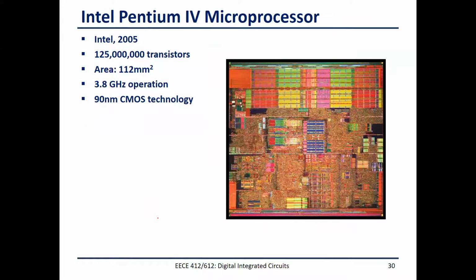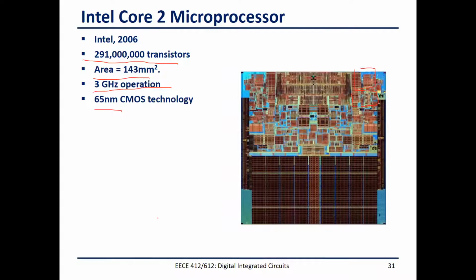In 2005, Intel had 125 million transistors. The area is still small, 112 millimeters square, around 1 centimeter square. And here it operated at 3.8 gigahertz. So the speed started to pick up. The technology is now in nanometers. It is 90 nanometer CMOS technology. You can easily identify with your eyes the blocks that are repeating, how modular the design has to be. It's like a fabric in order to be able to get it with good reliability and for it to be ubiquitous. Let us look here now in 2006, 291 million transistors, 3 gigahertz, and now we're talking about 65 nanometer technology.